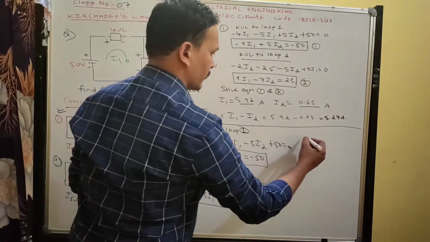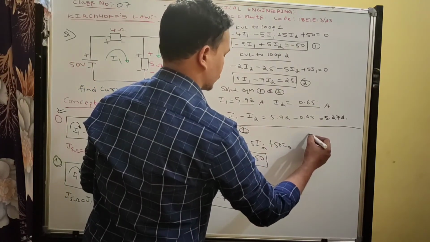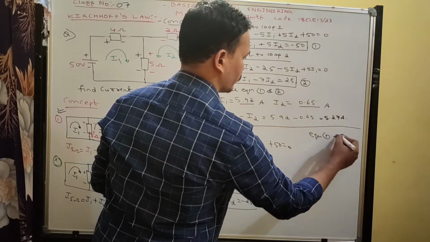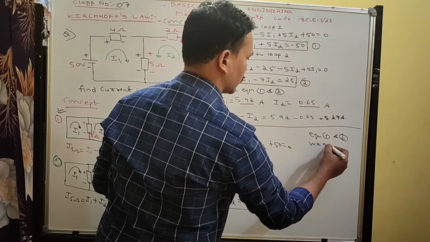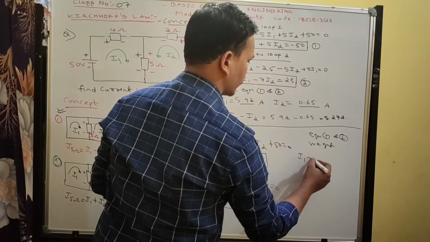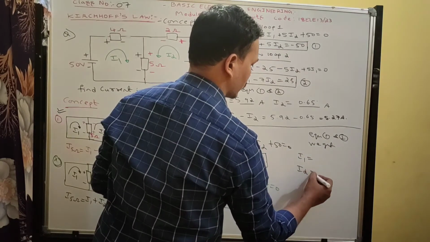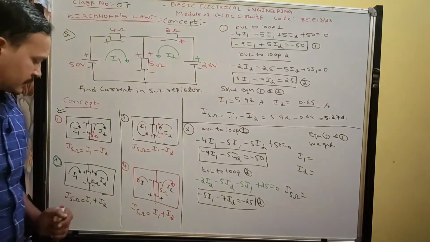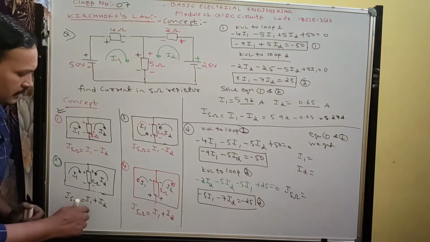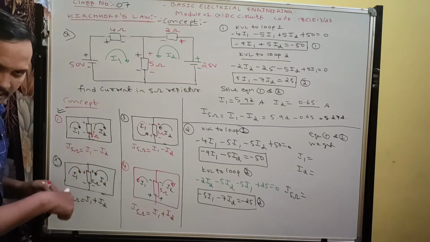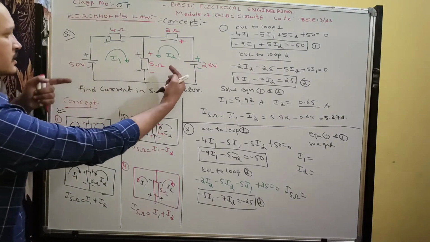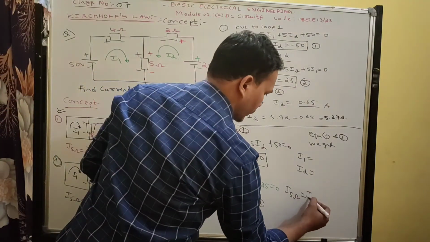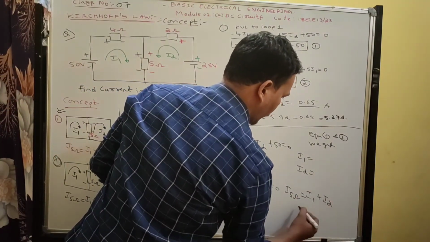By solving equation 1 and 2, we get I1 equal to some amperes and I2 equal to some amperes. Then finally, the current flowing through the 5 ohm resistance in the second case. See now, both the currents are entering the resistor. Both the currents are in the same direction, so you should add them. So I1 plus I2.